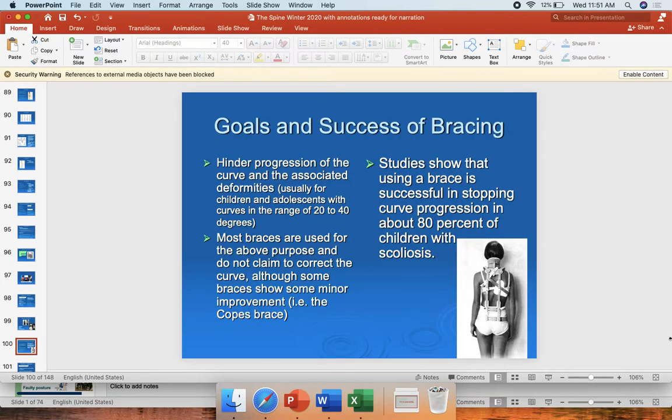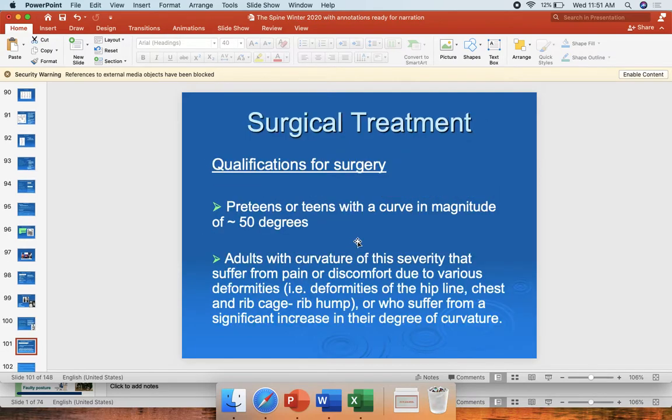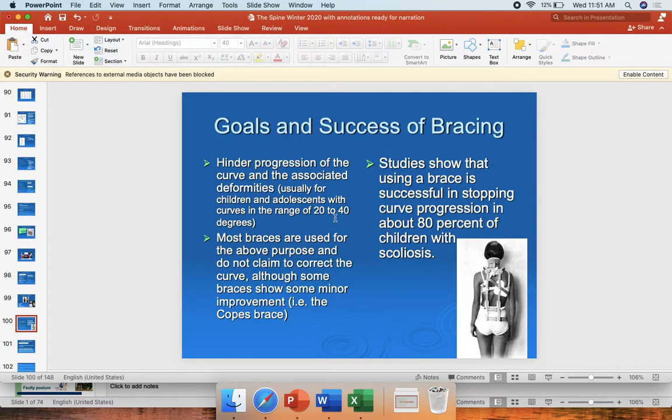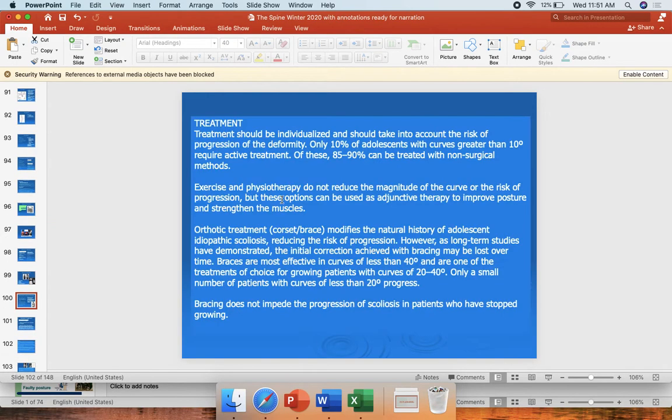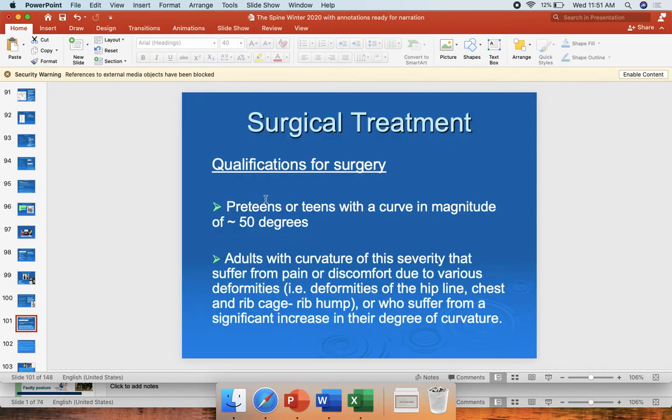So we'll keep going down here. This is some of those goals and success of the bracing. Remember, really stopping the progression of that scoliosis. Realize, I don't know if it says it here. If you have a curvature of less than 50 degrees, oftentimes people are able to live with that okay, with minimal discomfort.